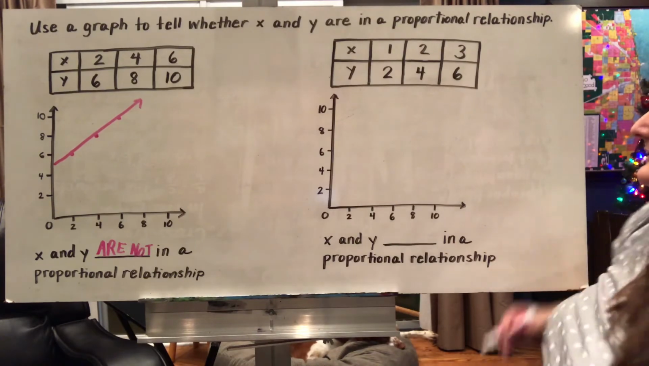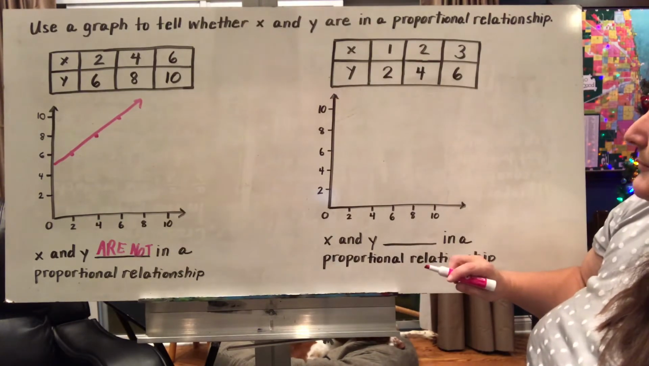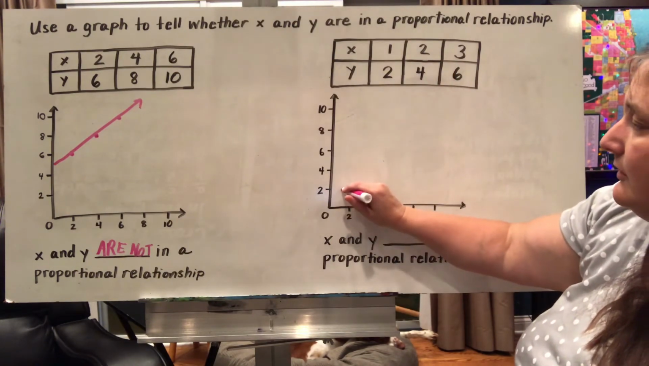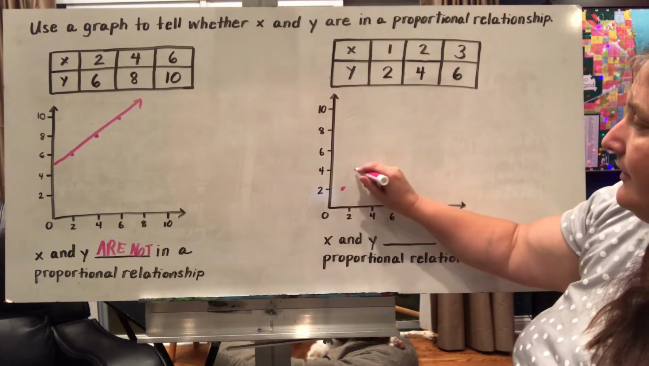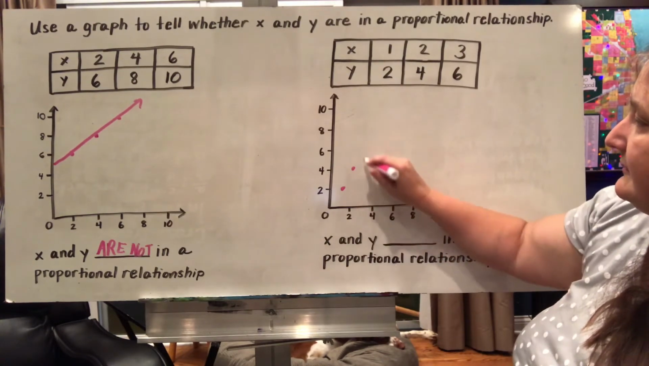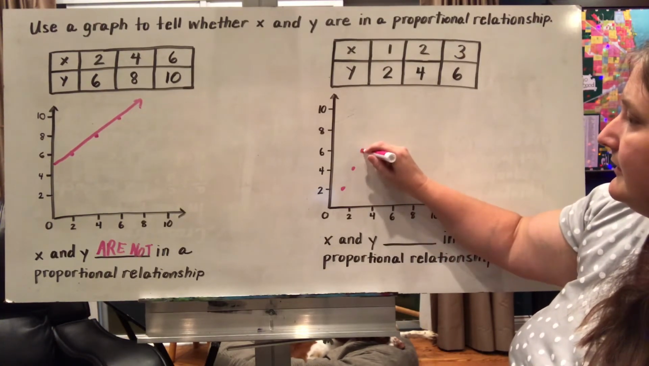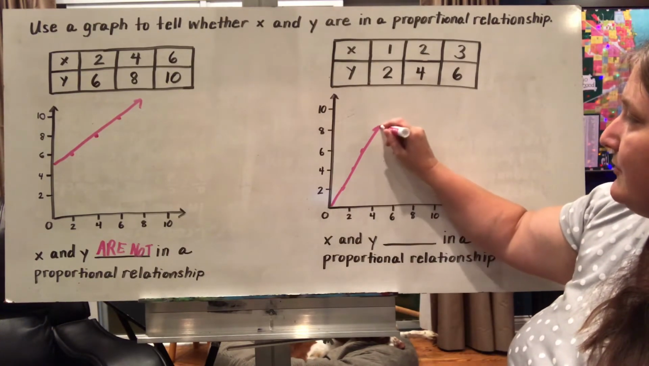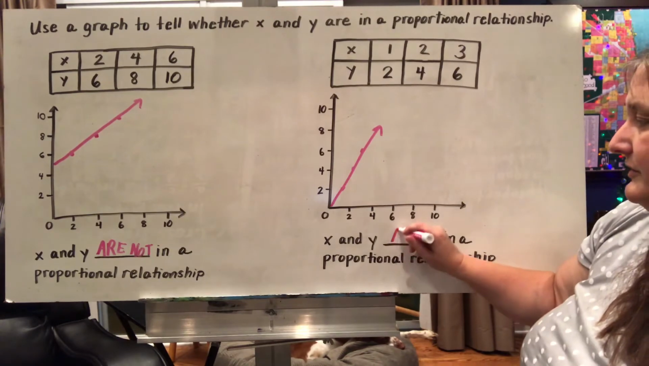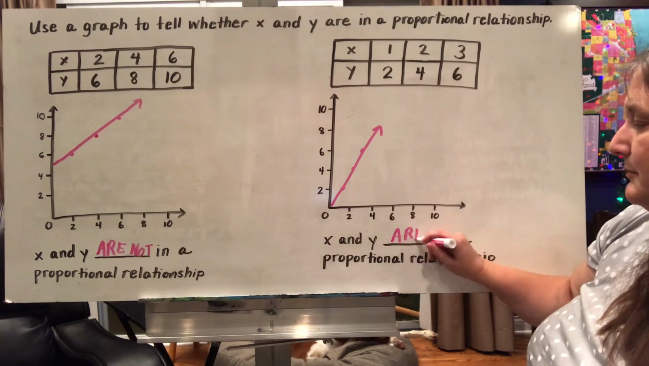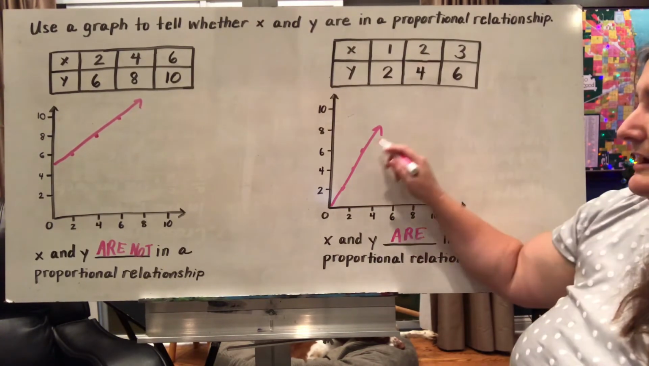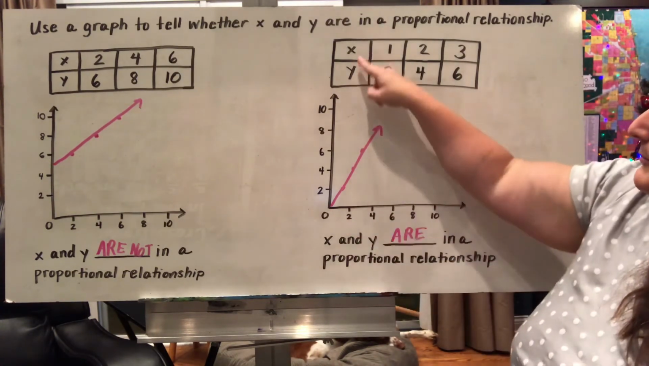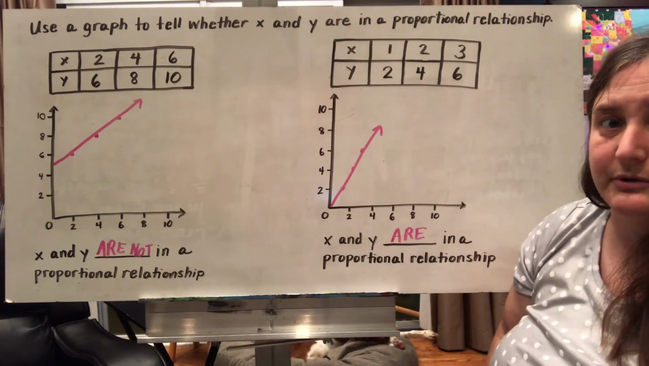Let's take a look at this data. So I've got 1, 2, so 1 on the x-axis, 2 on the y, over 1 up 2; 2, 4; and 3, 6. So if I go ahead and graph these, they will go through the origin. So in this case, x and y are in a proportional relationship. We have a line through the origin. That tells us that these two pieces of data are in a proportional relationship.